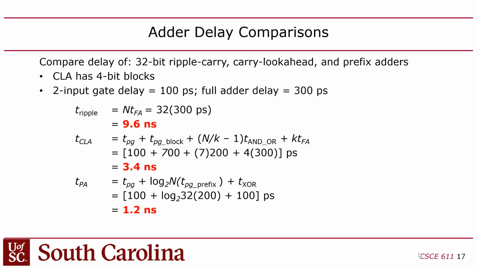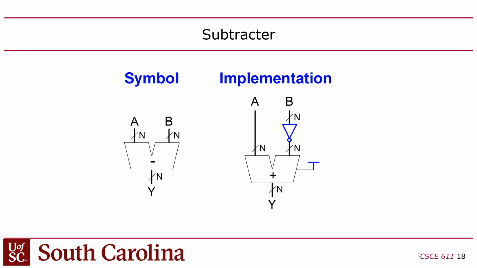So you've got n, you've got k, and t_and-or, this term would be 200 because there are 2 gates, right? Each gate is 100 picoseconds, so this would be 200 picoseconds. And then the full adder, I said, was 300 picoseconds. Okay, so that's the adder.